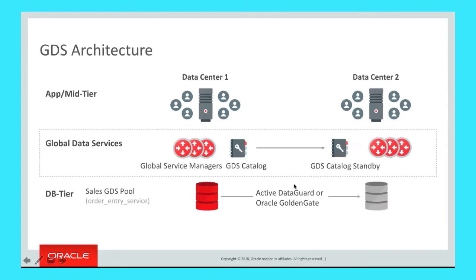And like I said, GSMs are nothing but listeners, right? And we recommend typically 3 GSMs per region. And they don't have to be on separate servers. You could co-host them on small scale VMs as well, right? But for high availability and scalability, we recommend at least 3 of them per region. Okay, so that's the GDS architecture.